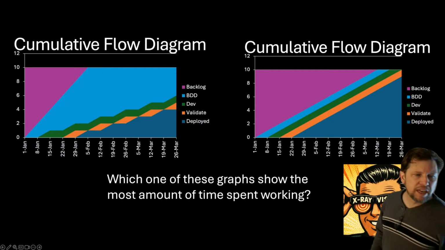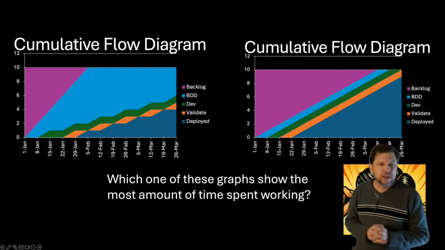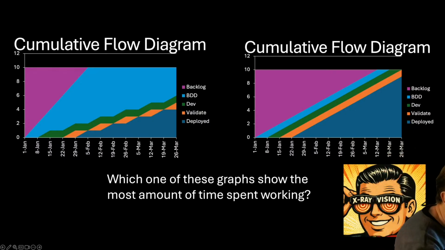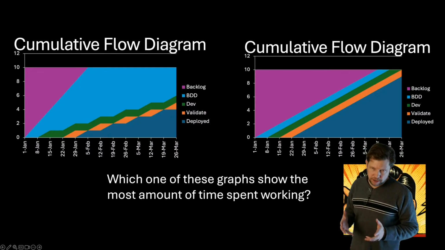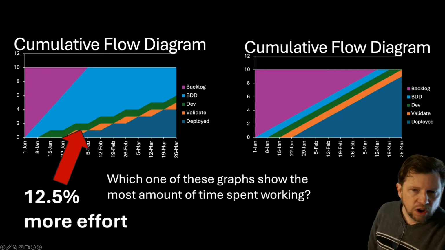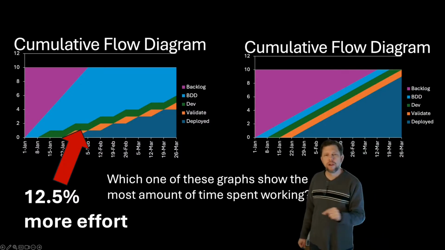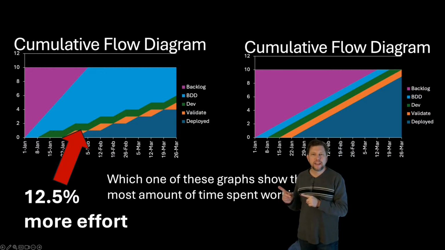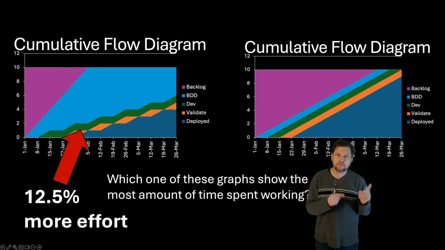So if we assume that each stage in our idealized graph over here takes the same amount of time and effort, and we doubled what we have on BDD and cut in half what we have on dev, we're in a situation where this graph actually represents 12.5% more effort. So the one on the right is producing more, but the one on the left is the one that we're actually spending more time doing.